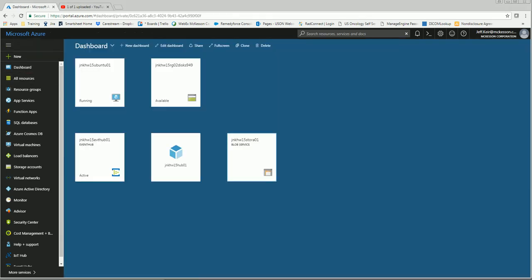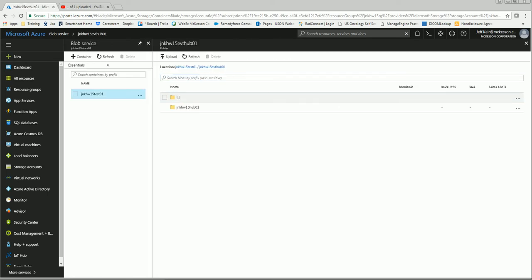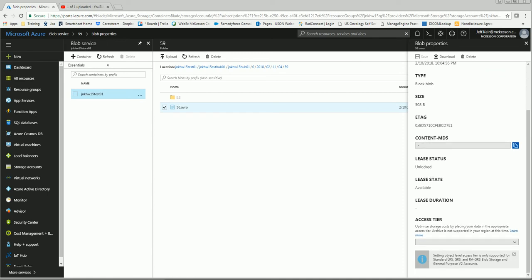I pinned this to my dashboard so we can be quick about it. Here's the hub folder. Here's some subfolders, 2018, February, and all kinds of stuff in here. An Avro file, you might remember us looking at that. Now, if we look at the properties of an Avro file, there is not much to see. There's nothing here that talks about it being encrypted.